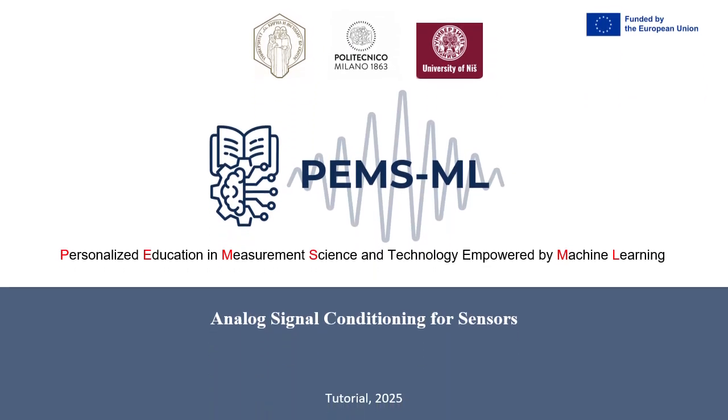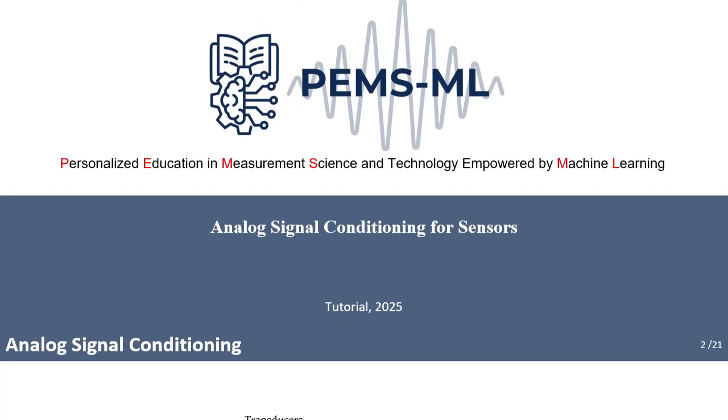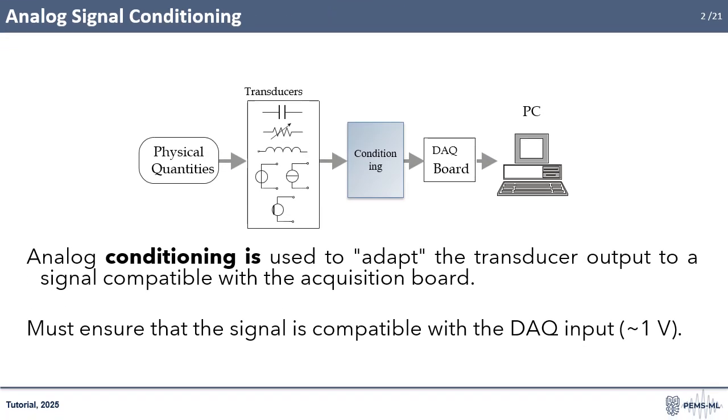This tutorial explores the topic of analog signal conditioning for electronic sensors within the framework of the European project titled Personalized Education in Measurement Science and Technology Empowered by Machine Learning. The measurement chain for the digitalization of any physical quantity should follow the path represented in the figure.